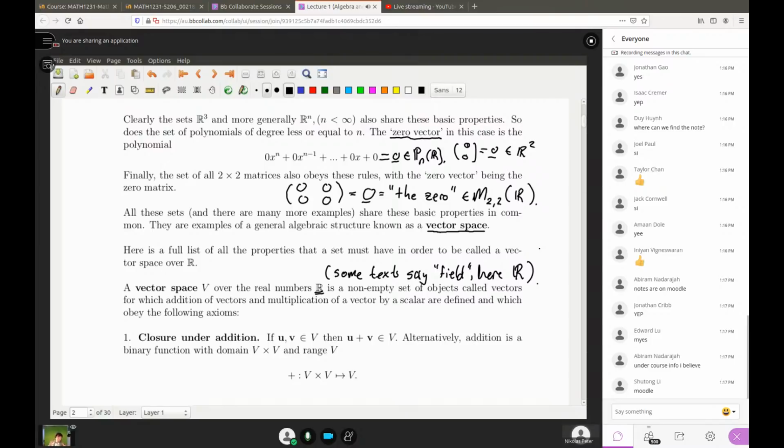You take a set of real numbers and you can build it into a vector space by adding structure. So a vector space over the real numbers is a set of objects. The objects are called vectors. We've encountered some instances of vectors already, for which addition and multiplication of a scalar, that is a real number, are defined and obey the following rules.